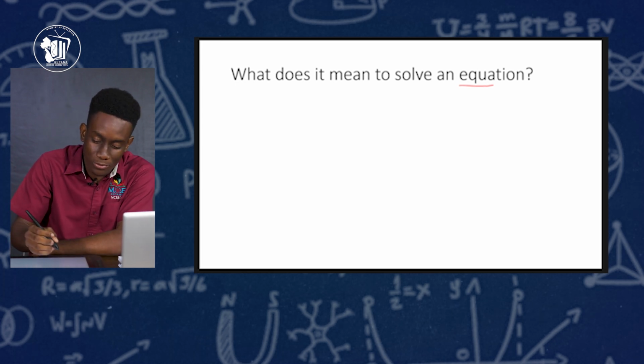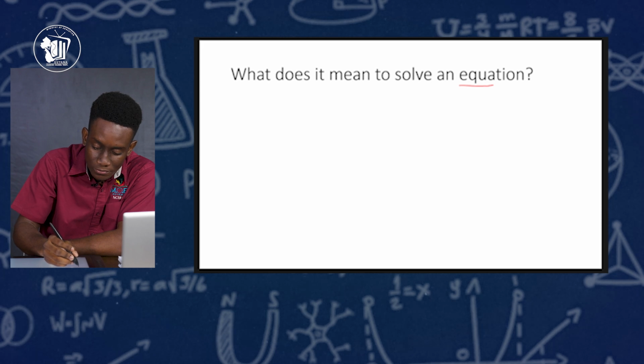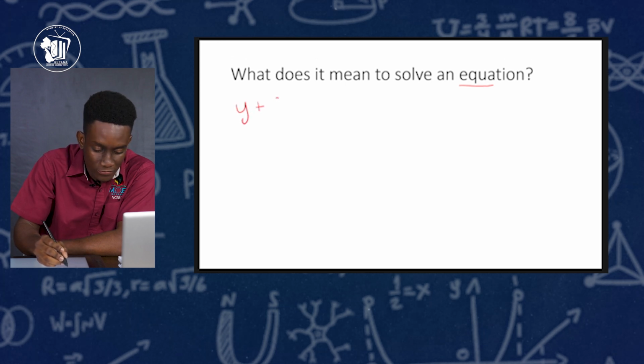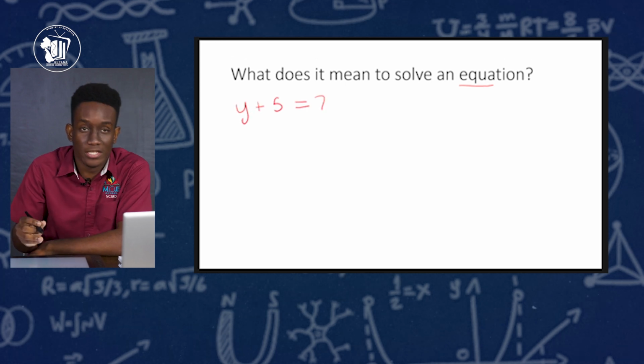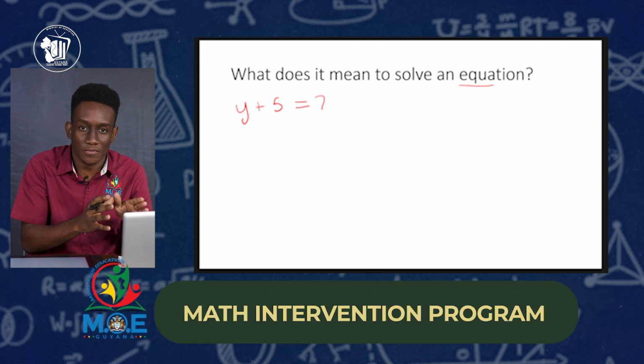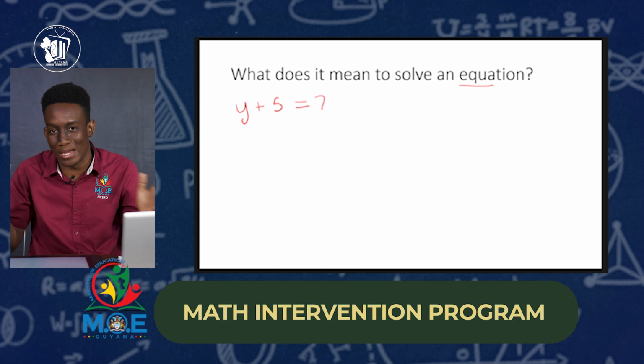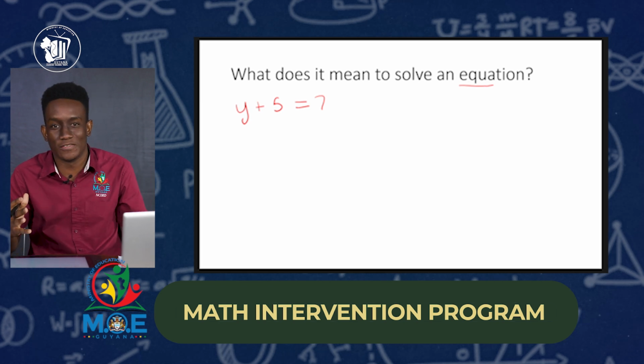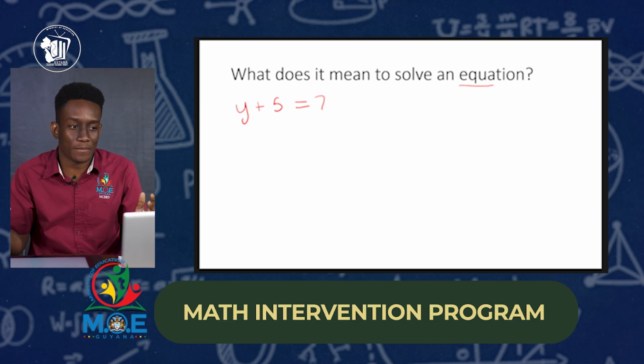So let's say, for example, we have the equation y plus 5 is equal to 7. This equation is saying y plus 5, that side of the equation, is equal to 7. It's balanced. It's like you have a scale. One side of the scale is balanced with the other side of the scale.